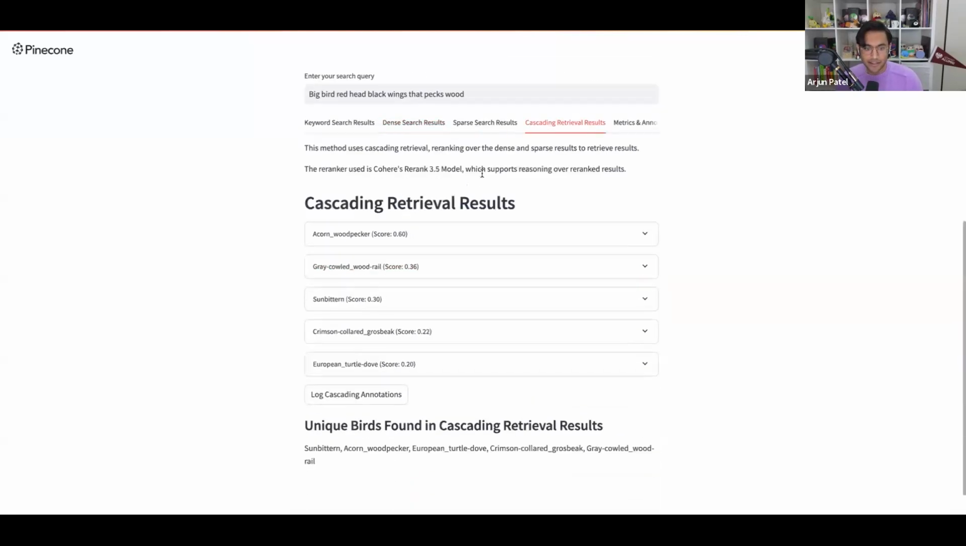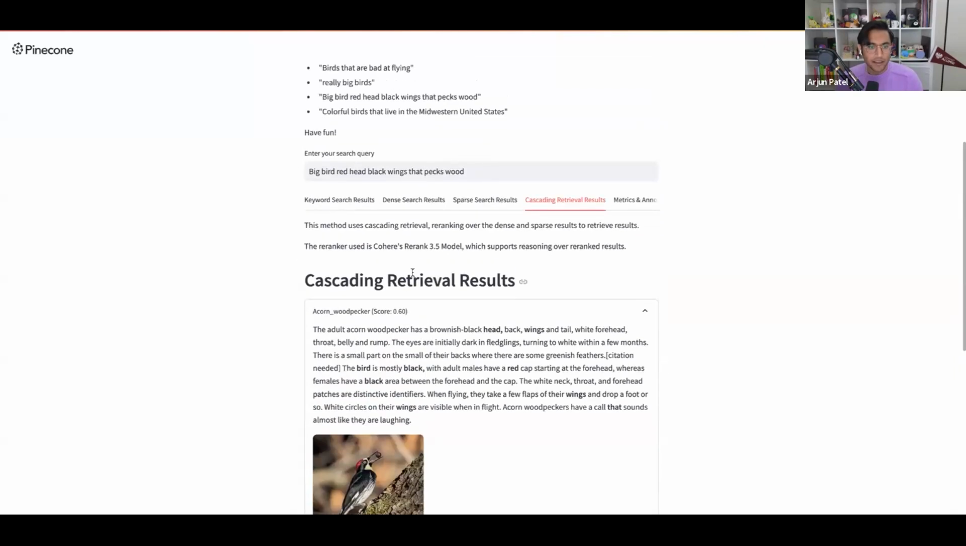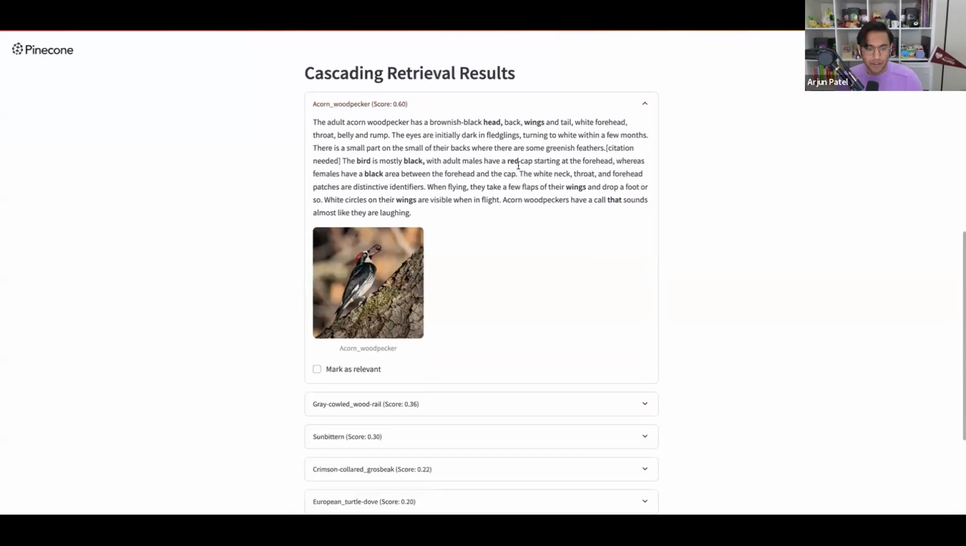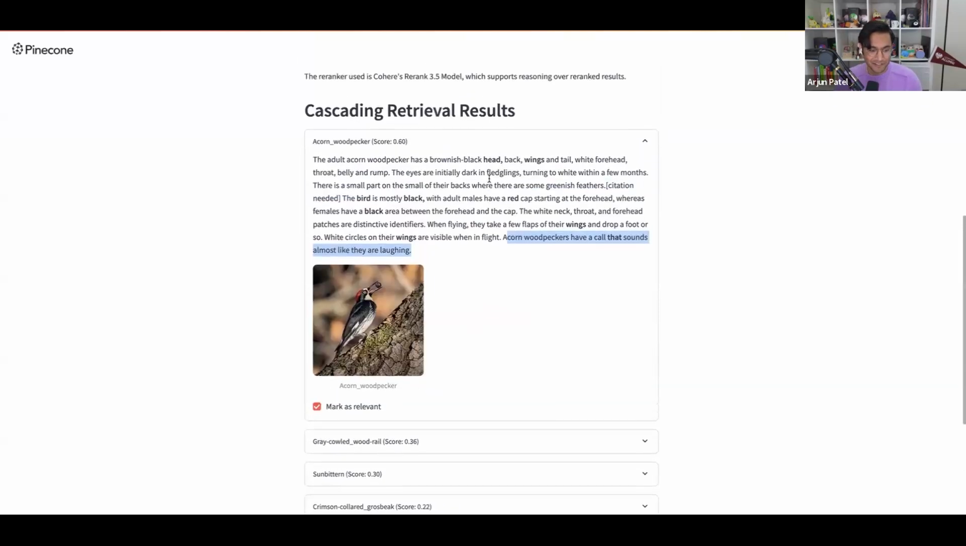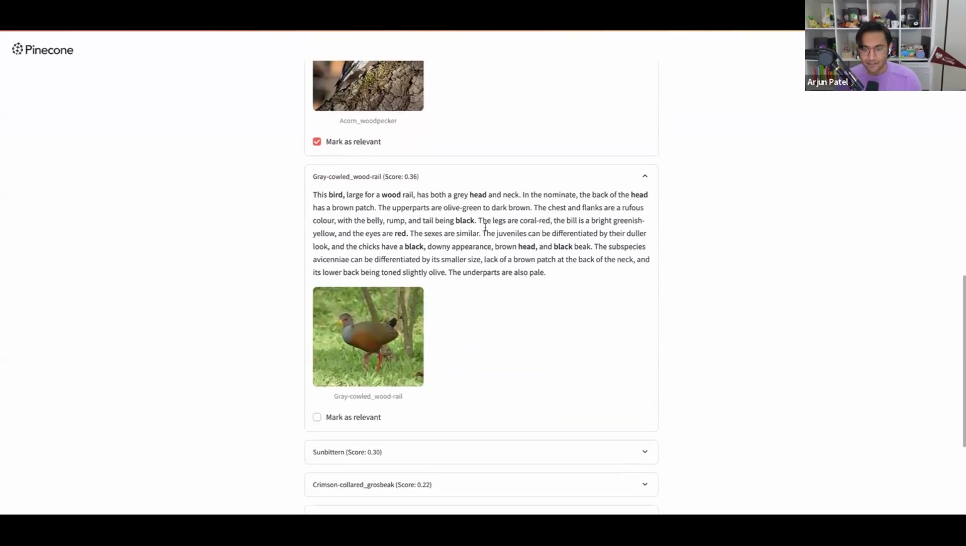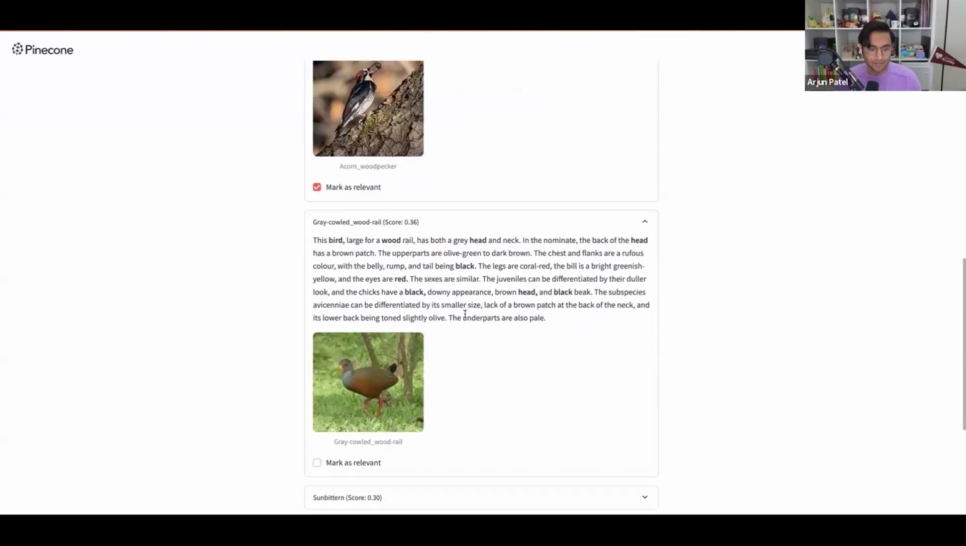Let's go ahead and look at cascading retrieval. When we do that, we get back a bird that is a woodpecker, which is cool. And we also get some sort of loud sound that's being returned, which is great. And we can see that this is the top result compared to the one that we were looking at prior.